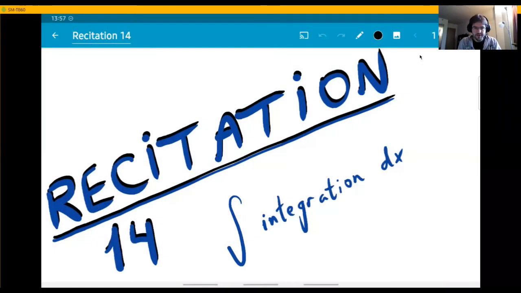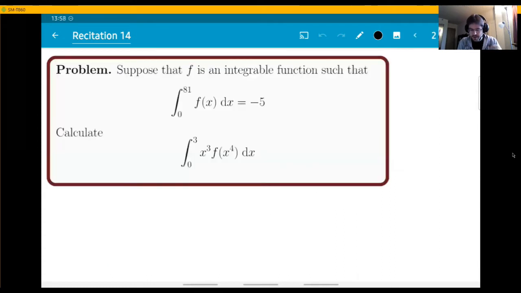Welcome to our last recitation, recitation 14 about integration. What I have for you today is problems about integration, problems of certain format that we haven't seen before. There's a lot of different types of problems that we can make about integrals, so I just wanted to talk about a few of them. So let's get right into it.